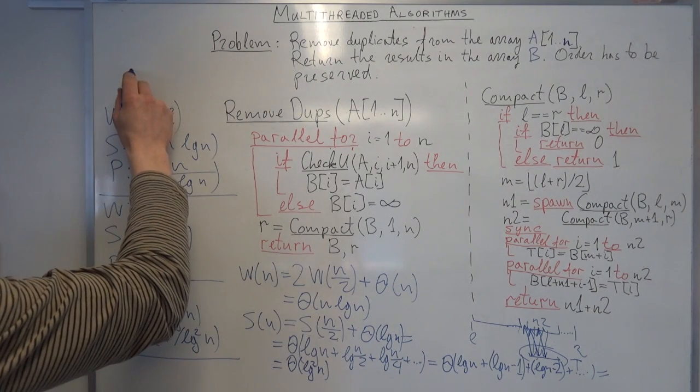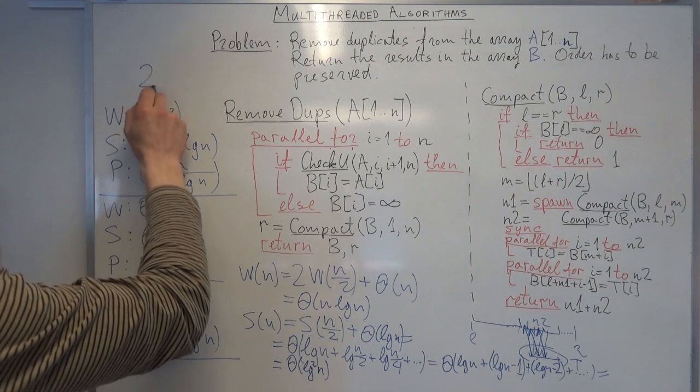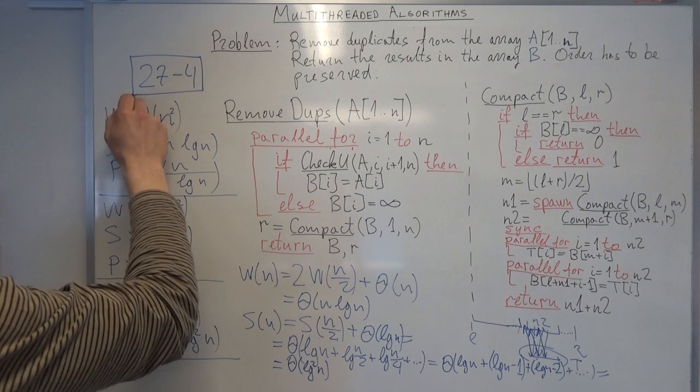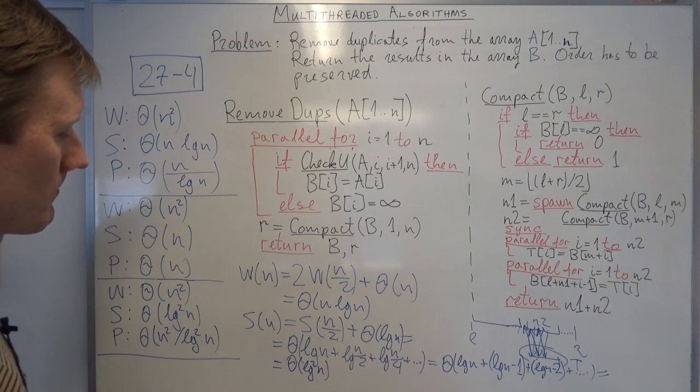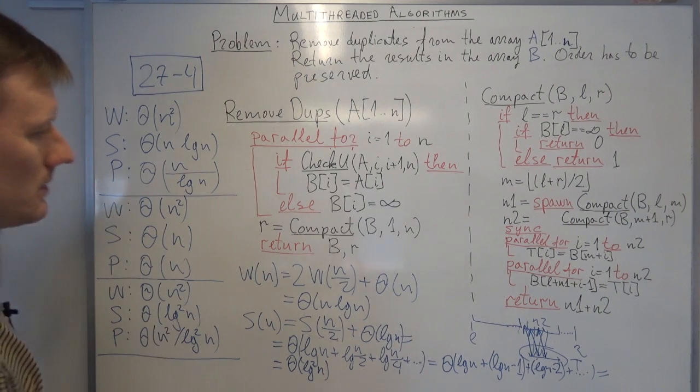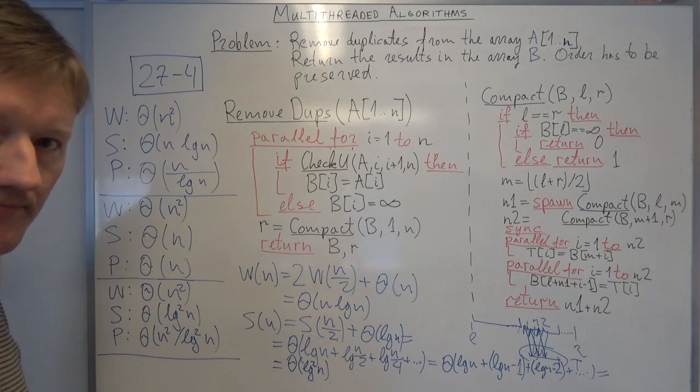You can, if you want, try to check assignment 27-4 in the Cormen et al. textbook that we use. You can get some ideas from there to further improve this compact procedure.